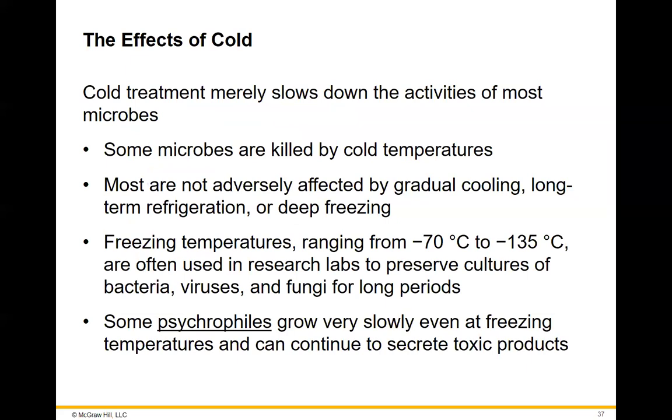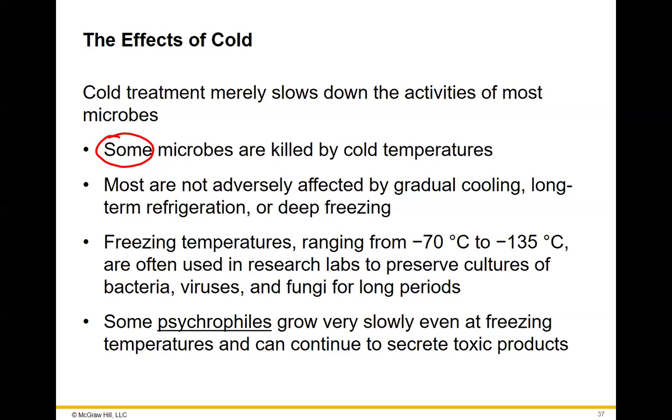Cold. Let me tell you, okay? If you ever see in any of these slides where I'm saying some microbes or most microbes, instantly you know it doesn't sterilize, right? It has to be all of them in order to sterilize. We're leaving some things out by saying some. So we know cold doesn't sterilize. We say some microbes are killed by cold temperatures. It's actually not common to be killed by a cold temperature.